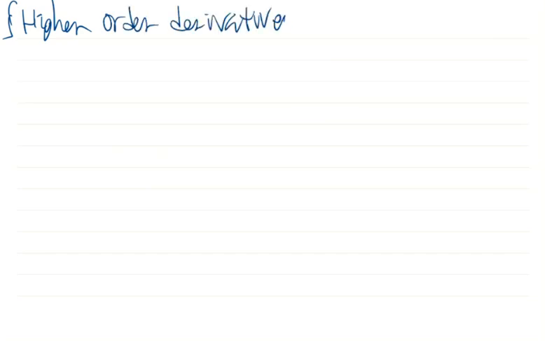So in this section, we study higher order derivatives. Suppose omega is an open subset of Rn, and f is a function defined on omega.